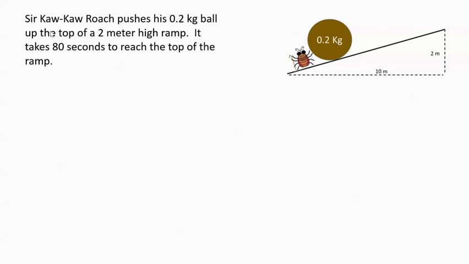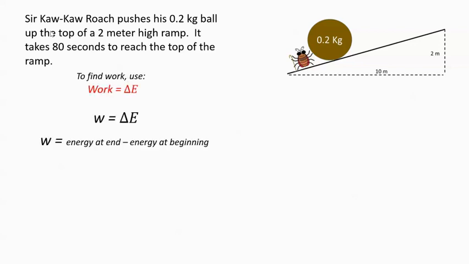So we can use this third method to calculate how much work Sir Cockroach did to get his ball up there. The work is equal to the change in energy, which means we need to know how much energy the ball had at the end and how much energy it had at the beginning. Well, at the end, it would have had gravitational energy because he pushed it to the top. It would be there at the top of the ramp, and assuming he came to a stop at the top of the ramp, you would only have gravitational energy.